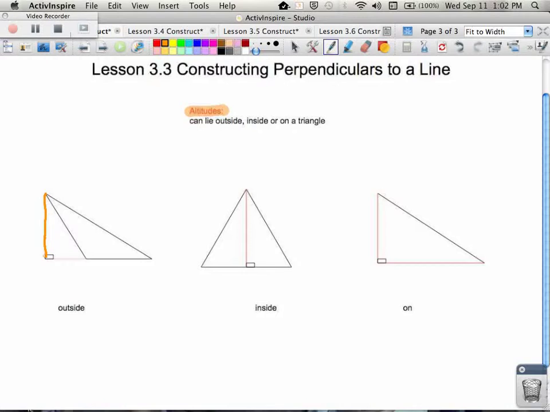In picture 2 in the middle, you see an altitude that is contained inside the triangle. And in picture 3, you see an altitude that is actually one of the sides. That occurs only in a right triangle. This is just information about what altitudes could be. So the first altitude on the left is one that falls outside, the one in the middle is one that falls inside, and the one on the right is one that is the side of the triangle. Again, that only occurs in right triangles.